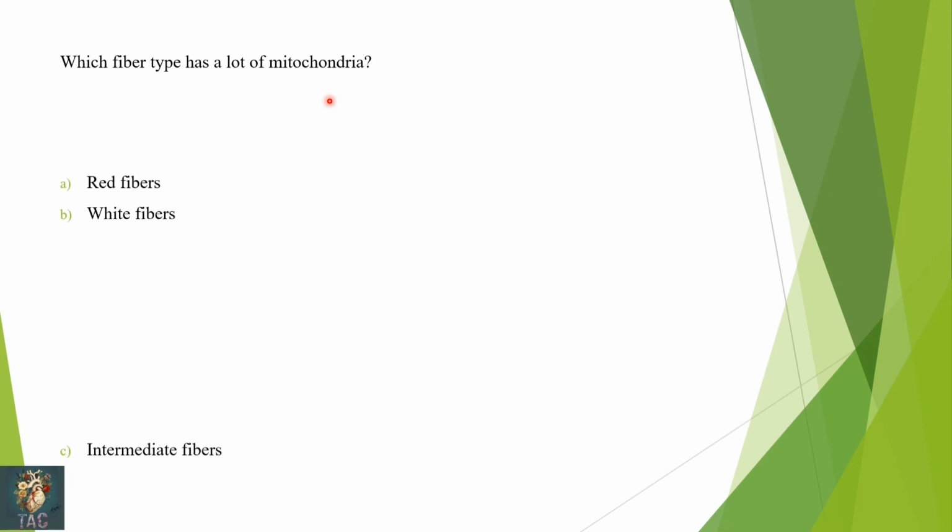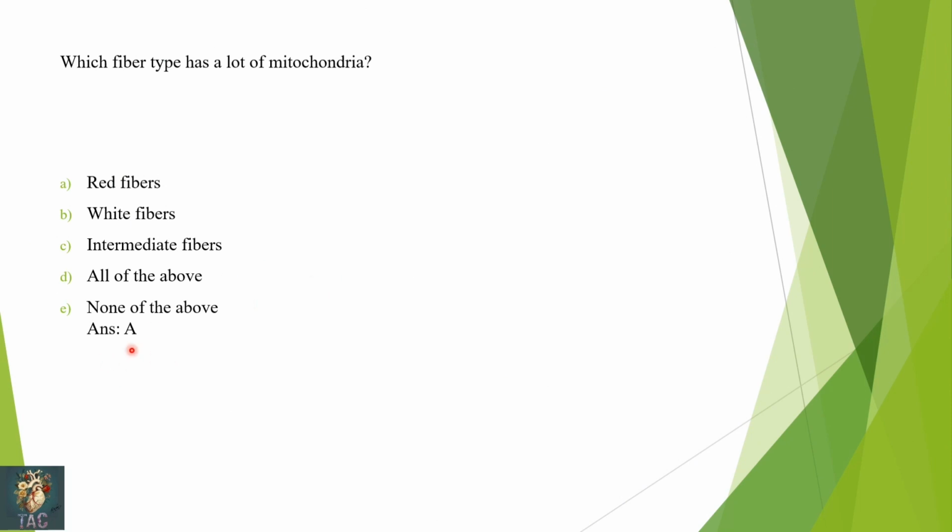Next, which type of fiber has a lot of mitochondria? Which type of skeletal fiber, basically. Either red fiber, white fiber, intermediate fiber, all of the above, or none of the above. We know that the red fibers contain a large number of mitochondria, and this is the answer.